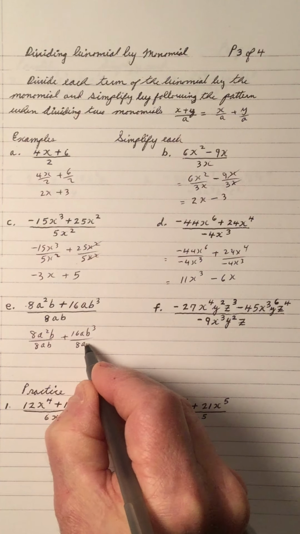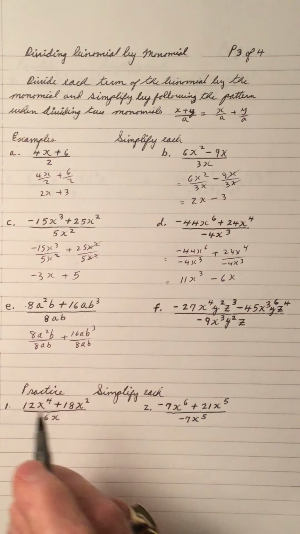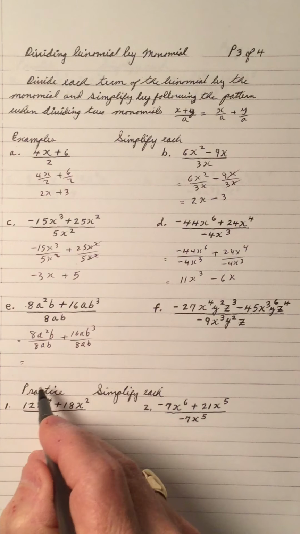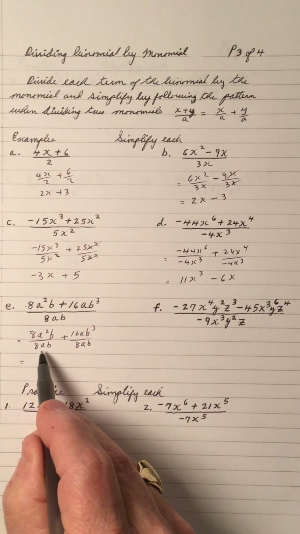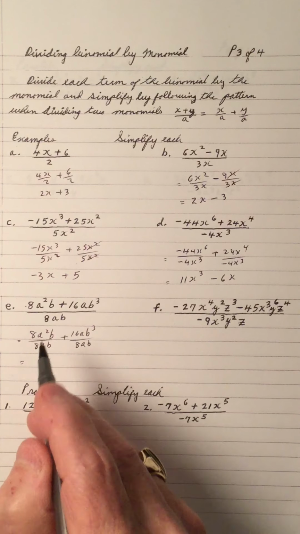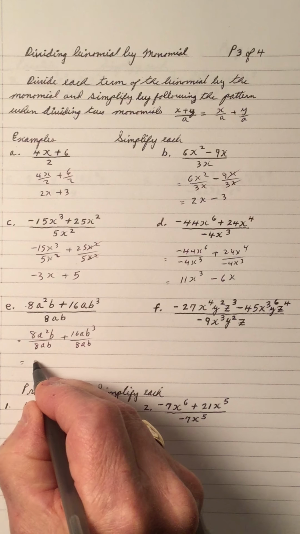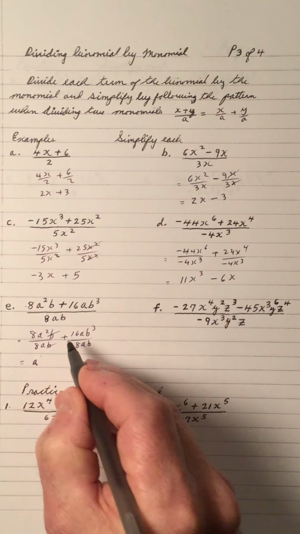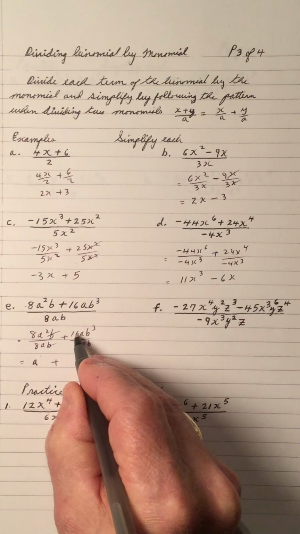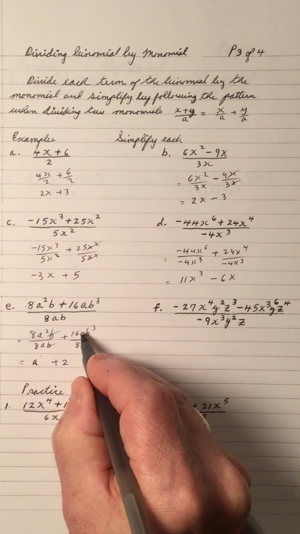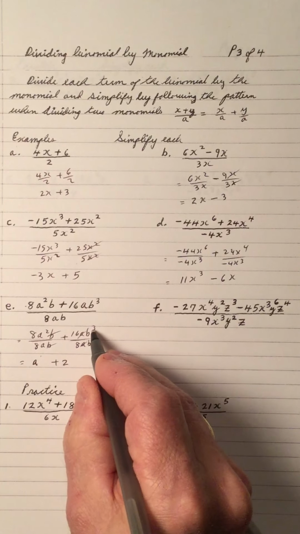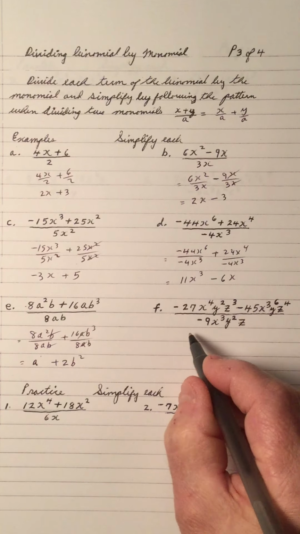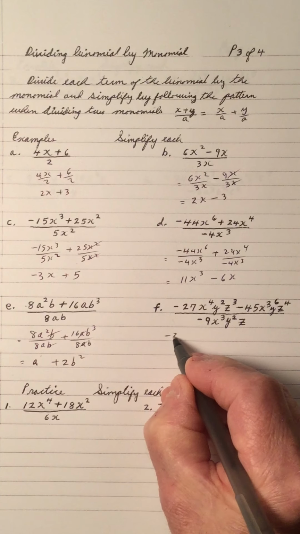Unless you get fast, you get good at it, then it's okay. If you know what you're doing, great. So the ab is put below both of these. There they are. 8 goes once. a squared divided by a is a. b's cancel out. Plus 16 divided by 8 is 2. The a's cancel out because they're the same. And 3 minus 1 is 2. Again, it takes a while, but you won't go wrong.